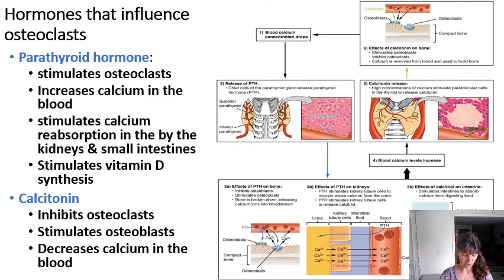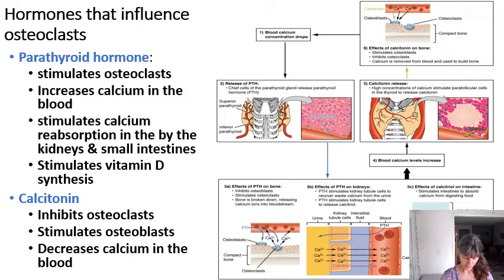Calcitonin is a hormone that is produced by the parafollicular cells of the thyroid gland, also known as C cells. And when blood calcium levels are above 11 milligrams per deciliter, the parafollicular cells secrete calcitonin, which inhibits osteoclasts while stimulating osteoblasts. This will allow for calcium to be deposited into bone. Calcitonin also decreases the rate of absorption of calcium in the intestines and causes the kidneys to allow calcium ion loss.